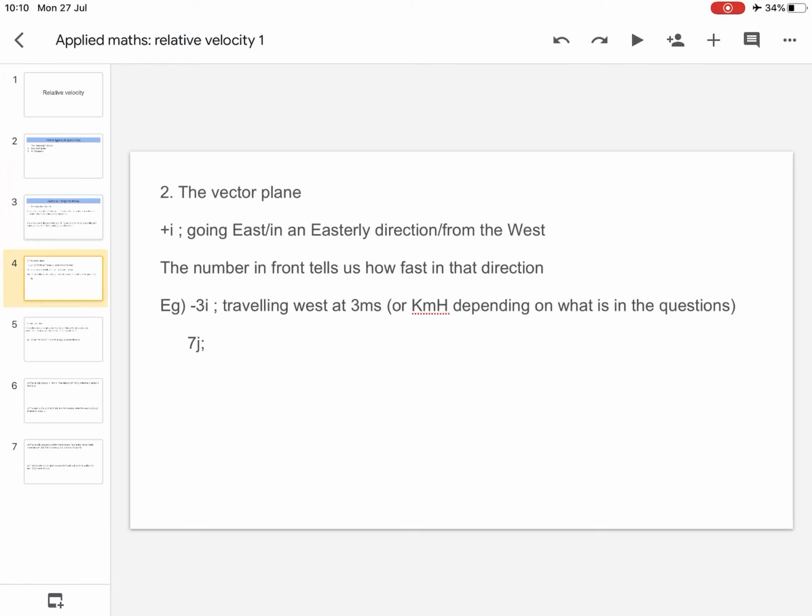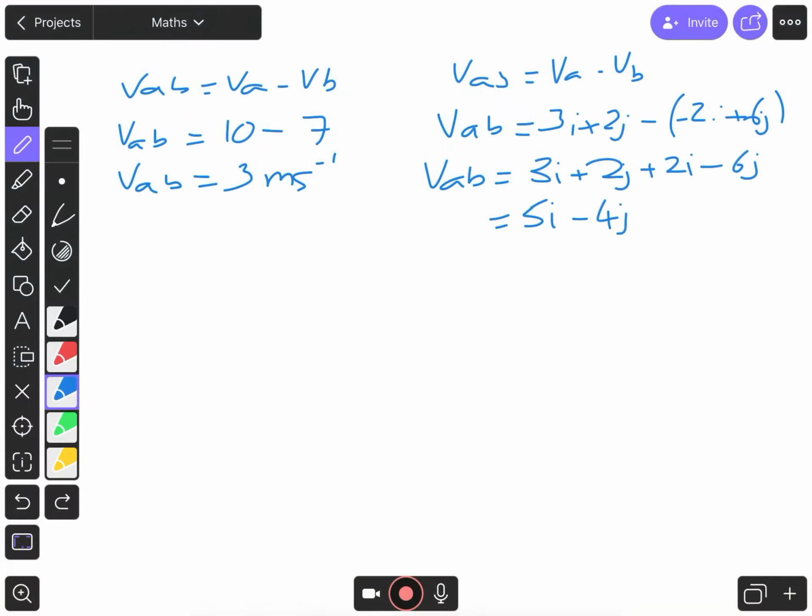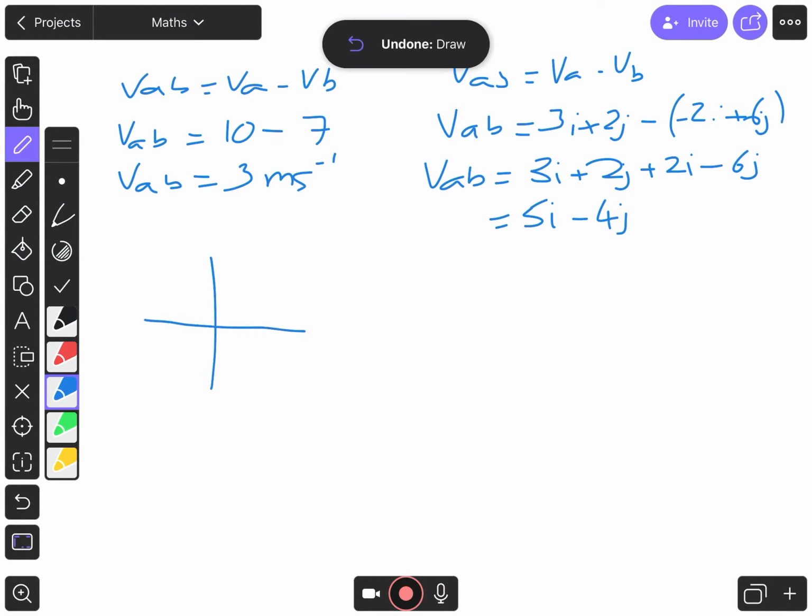The next thing we need to look at is the vector plane. When we're talking about a vector plane, they're going to mention north, south, east, and west. So if we have a positive i, we know our vector plane looks something along the lines of an X and a Y axis. You have your i's on this, and you have your j's on this. The i is the opposite way it would be in the complex numbers. The i is on the X plane, whereas when you're talking about imaginaries, the i is on the Y plane.